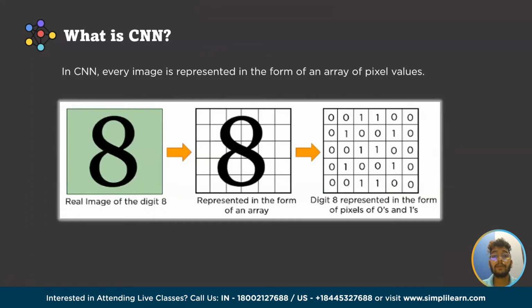In CNN, every image is represented in the form of an array of pixels. Here you can see a real image of digit 8 and it is represented in the form of an array, where 0 represents negative values and 1 represents positive values. So digit 8 is represented in the form of pixels of zeros and ones.